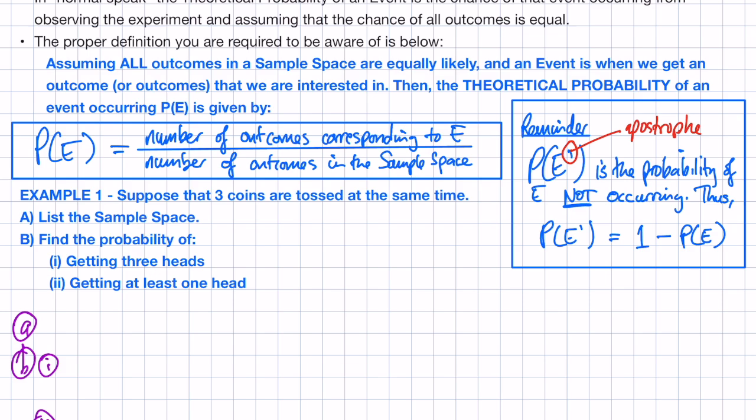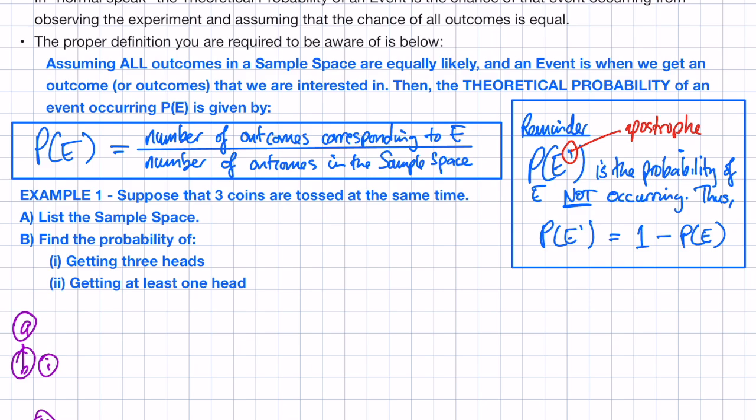Does anyone remember any notation from last year where you had P and the letter with an apostrophe over it? The teacher might have called it P(E) dash. If not, I'm covering that. Just so that you're aware, if you see this notation here, P(E), but there's a little apostrophe above it, that is notation for the probability of E not happening. So P(E) is the probability of an event happening. P(E) dash, I say dash because that's the colloquial term in maths, but it's an apostrophe. P(E) dash is the probability of it not occurring.